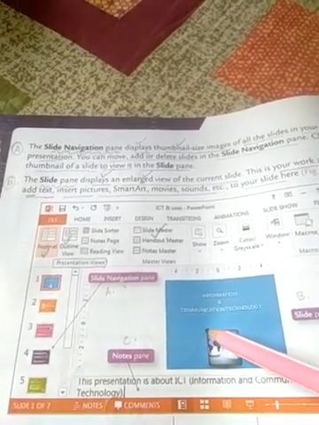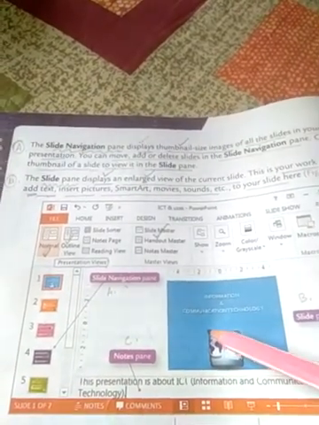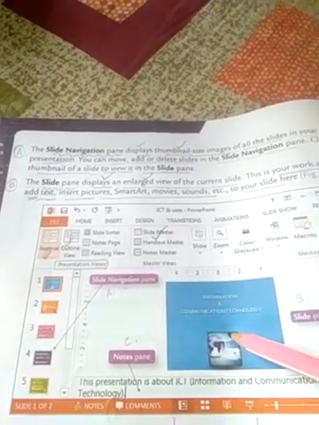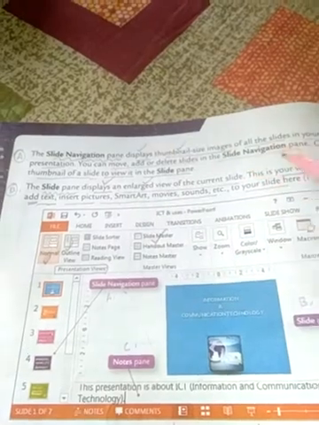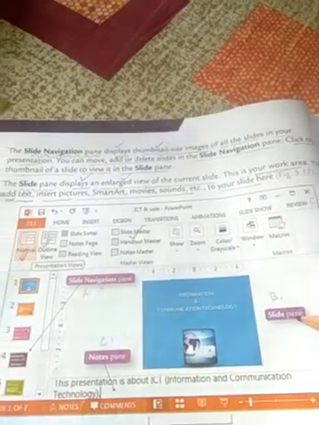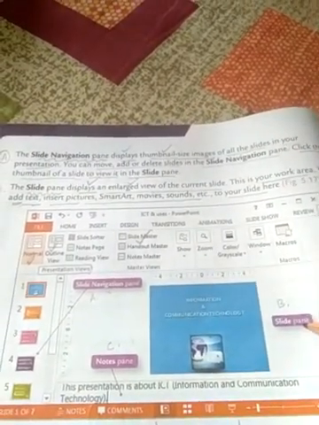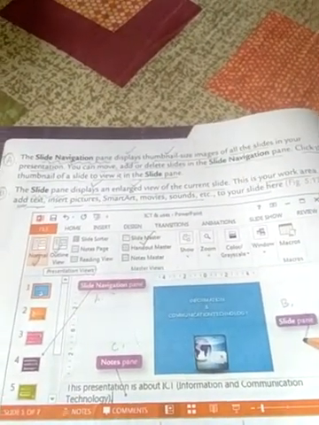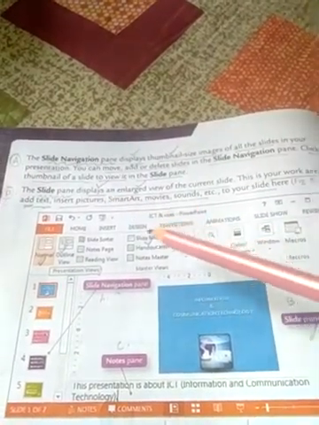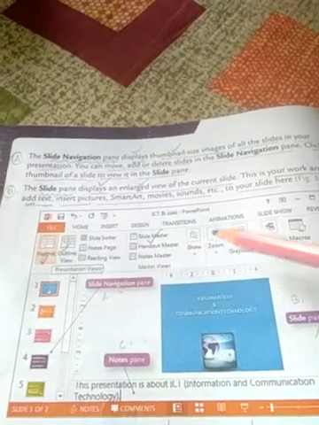Now in order to view the current slide of the PowerPoint presentation, in what format? In enlarged format. Then we have to use the slide pane of the normal view. I repeat, the slide pane of the normal view is used in order to display the large or enlarged view of the current slide.